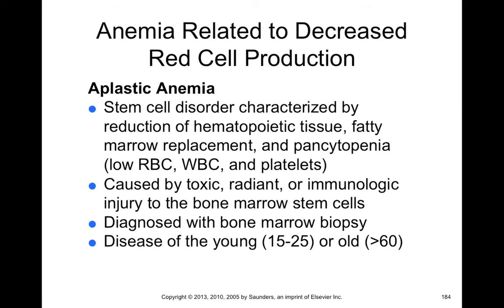So what are the things that cause anemia? Well, the first type of anemia we'll talk about is aplastic anemia. Aplastic anemia is a stem cell disorder that's characterized by a reduction of hematopoietic tissue.